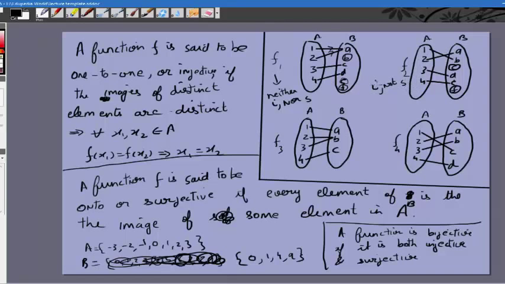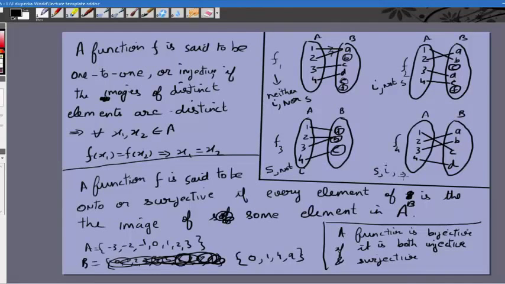This is surjective but not injective. Not injective because it is not one-to-one. 2 and 3 both have the same image B, so it is not one-to-one. But it is surjective because A, B and C, all three of them are the images of at least one element in A. There are no elements in the range left over. There are no elements in B which are left over. So it is surjective but not injective.